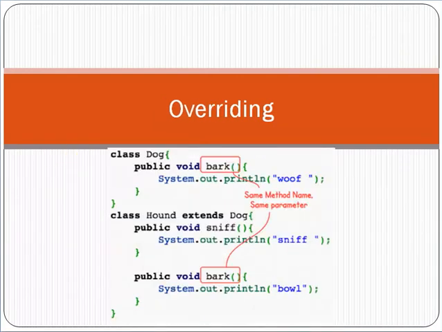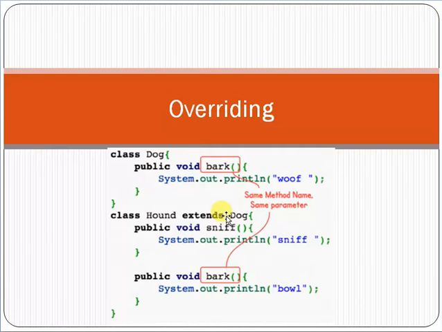Now coming towards overriding. Overriding is another very basic concept of object oriented programming. See, in this class Dog, it has a method bark, System.out.println woof, and this is the main class, or you can say the parent class, and another class is inheriting from Dog. Inheritance means you are extending. Let me give you an example of inheritance. For example, we are children and we inherited a few properties from our parents.